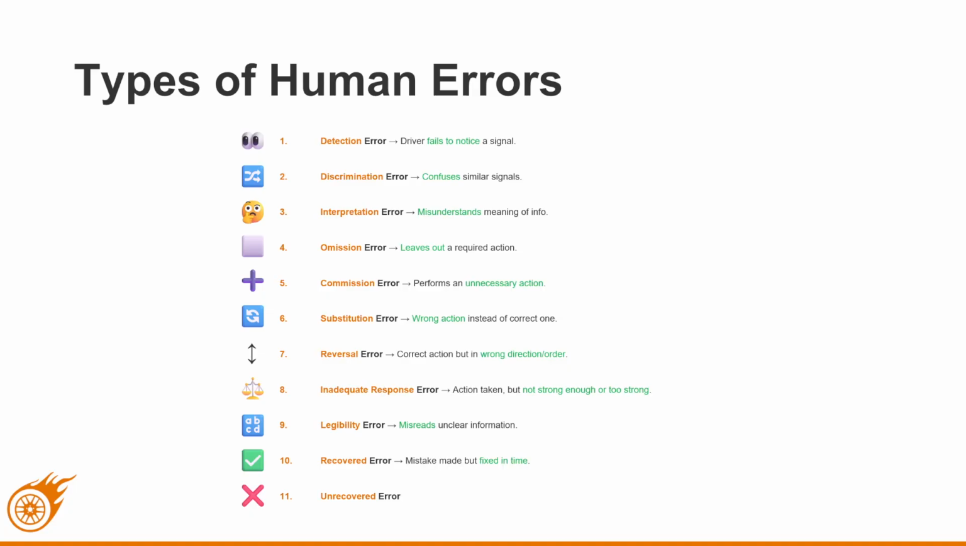And then recovered error. The driver makes a mistake but corrects it in time. So cockpit and car setup should allow for quick error recovery. Ergonomics should allow the driver to recover very quickly. And then unrecovered error, which is discussing the same thing. It's when a mistake was made but couldn't be corrected, which led to ultimate failure. So the takeaway is high risk actions should have design safeguards and not rely only on the driver's skill.